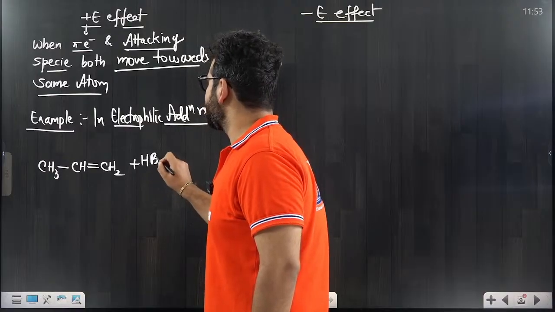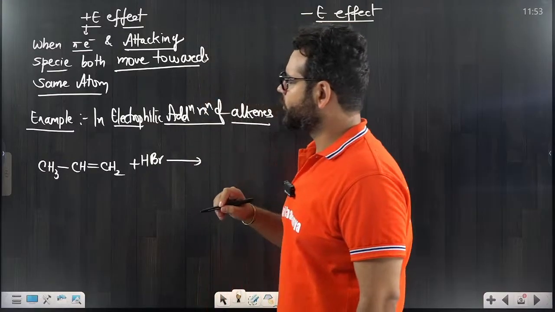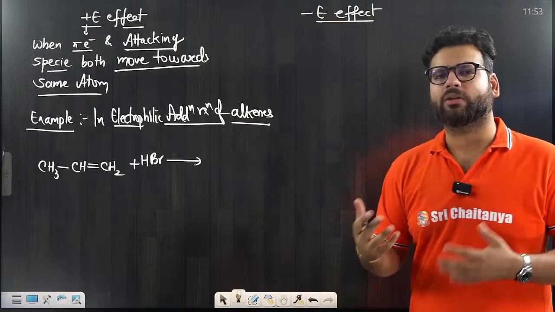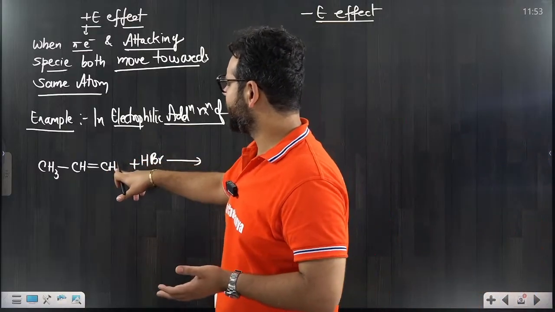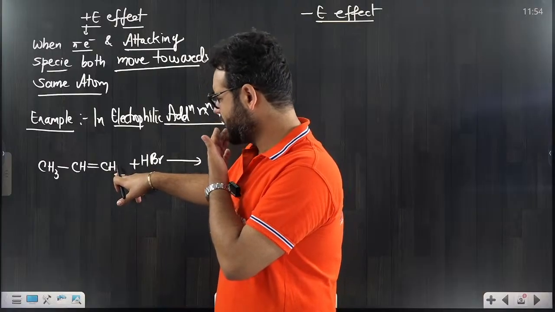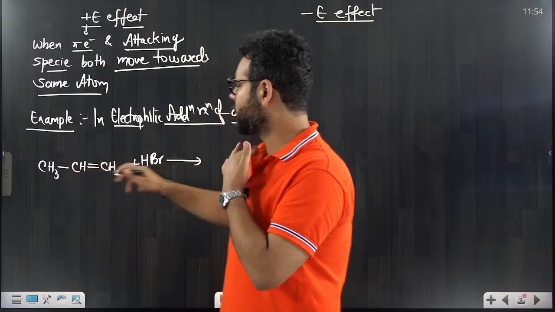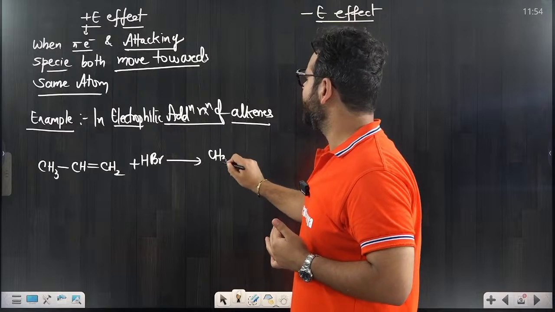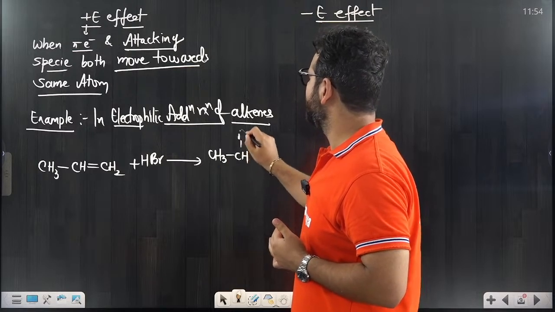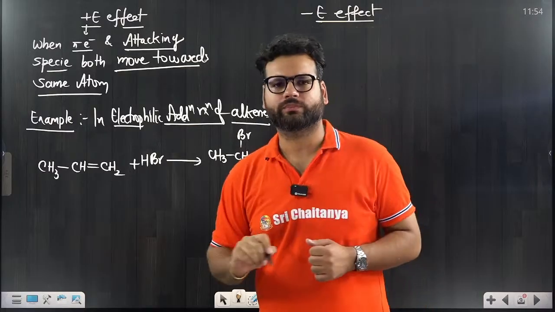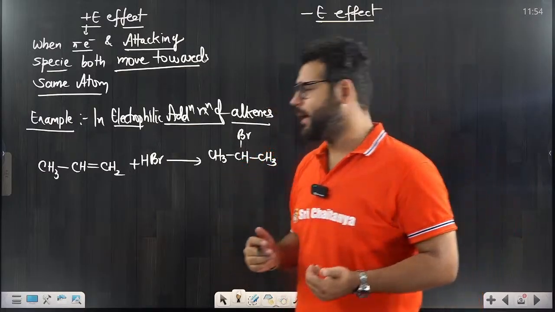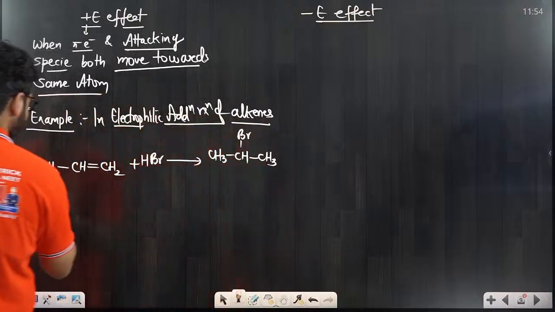We know that the product is finally going to be 2-bromopropane, where the positive part of the addendum attaches to the carbon with more hydrogen. So H plus will attach to this CH2 group and Br minus will go to the middle. Final product is going to be 2-bromopropane. But how did this happen? You see here the mechanism.